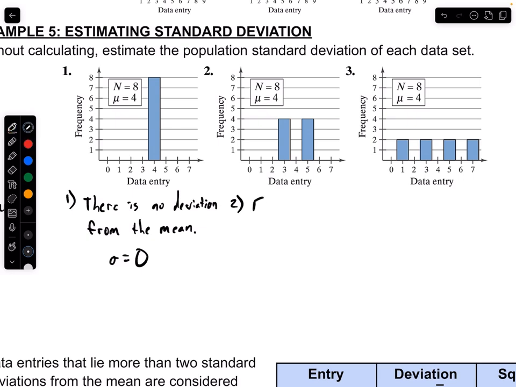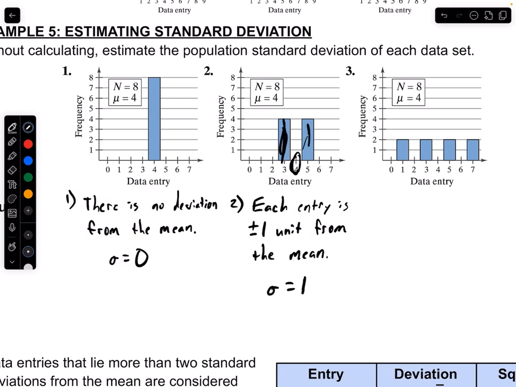So each entry, there we go. Each entry is plus or minus 1 unit from the mean. So since everything is within 1 unit, we can say that the standard deviation is going to be 1. Everything is 1. So mean of 4, all of our data is at a 3 or 5.